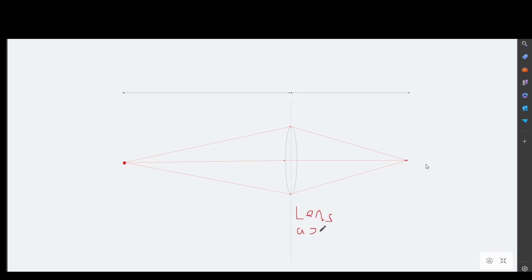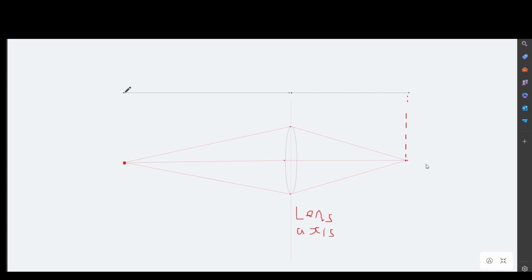And then, if you look at where the light rays coming off that have been refracted, they meet at this point right here. This point is very important. This right here is where the image is formed. So that's what we're going to call that. This is going to be the image. And this is obviously the object.